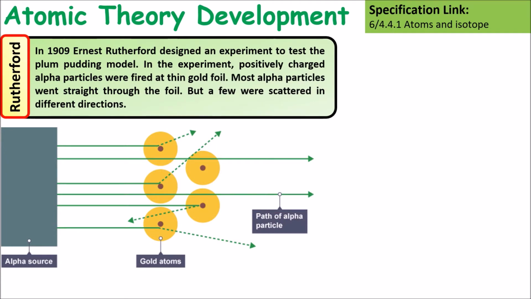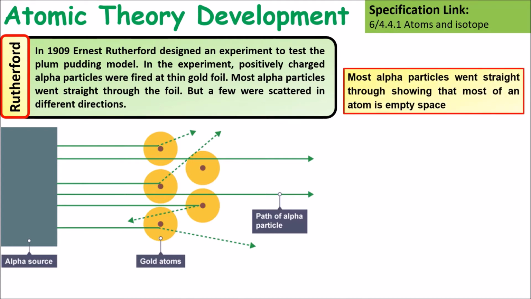In 1909, Ernest Rutherford designed an experiment to test the plum pudding model. In the experiment, positively charged alpha particles were fired at a thin gold foil. Most of the alpha particles went straight through the foil, but a few were scattered in different directions.